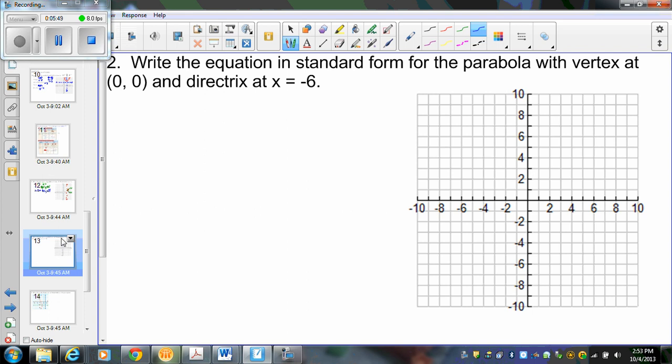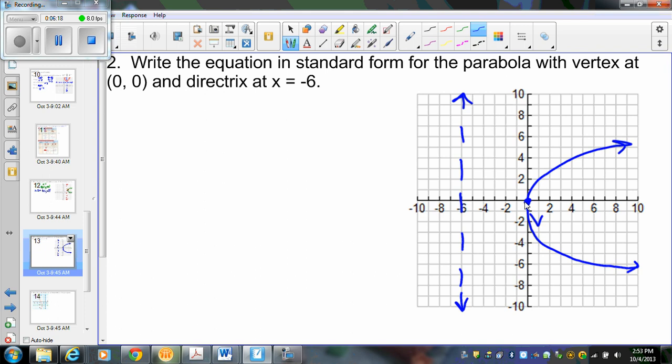What if our problem says: write the equation in standard form for the parabola with the vertex at (0, 0) and a directrix line of x equals negative 6. So we know when we see x equals that it's a vertical line. So that must mean, if this is the vertex point, which way should my parabola be opening? It needs to open away from the directrix. So it must be opening this direction.